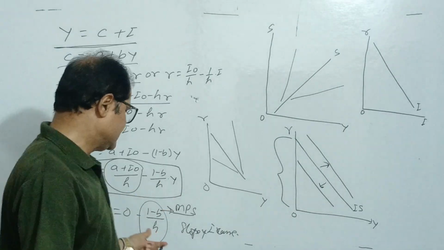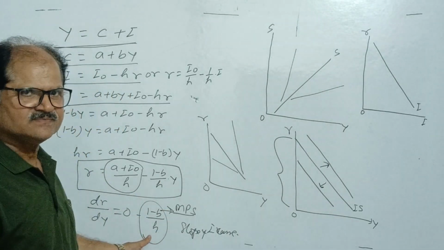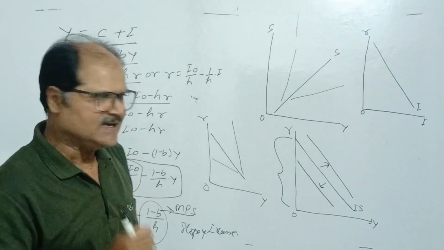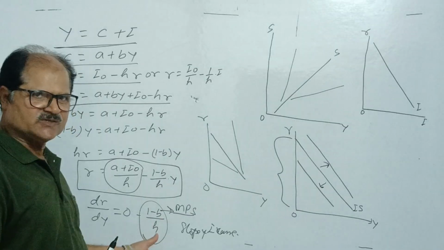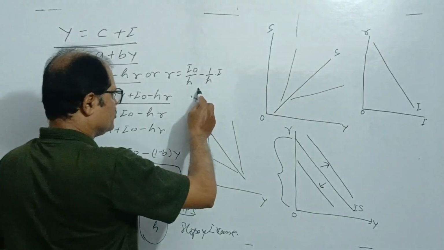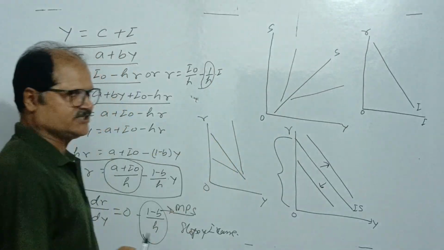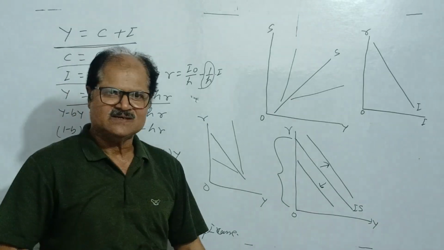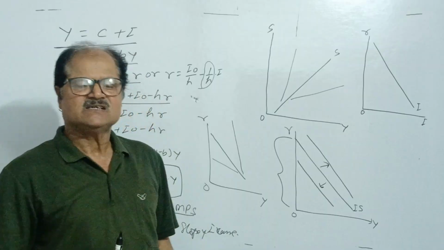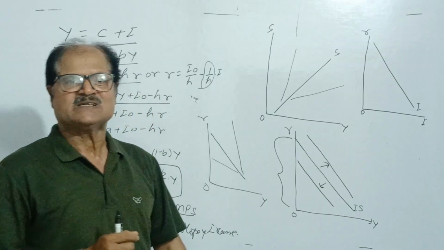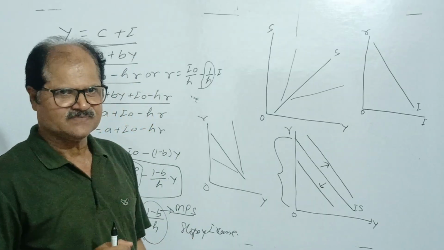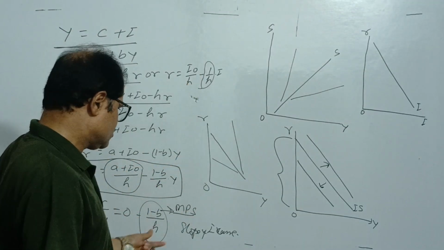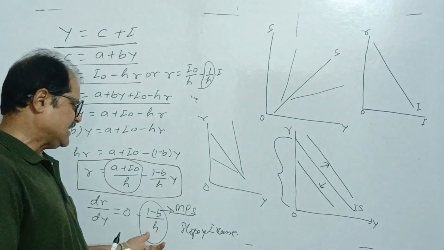Now we come to the other factor, that is h, related to the slope of the investment curve. Keep in mind that h is not the slope of the investment curve, rather the slope of the investment curve is 1 upon h. h is in fact the interest sensitivity of investment, that is, how investment is affected if there is a 1% change in the rate of interest. The slope of the investment curve is also a factor affecting the slope of the IS curve.